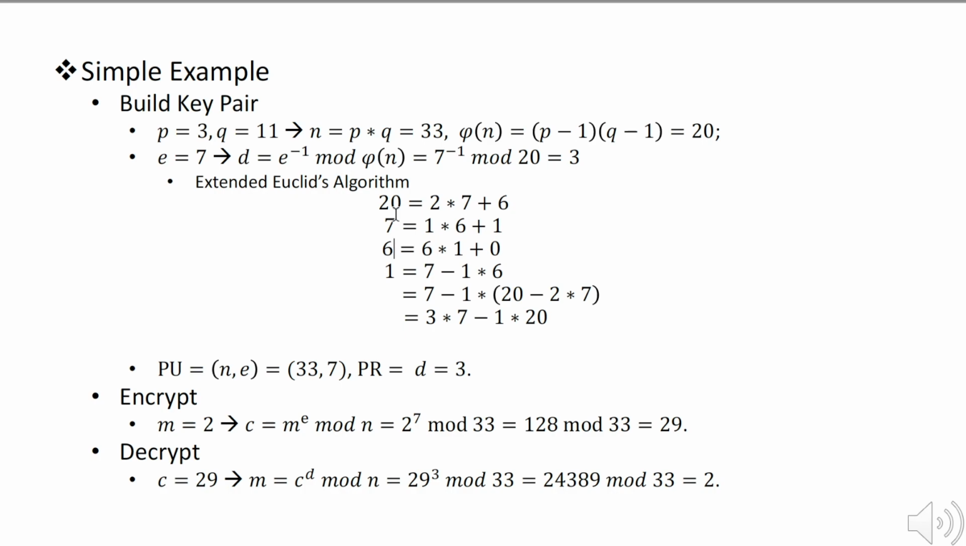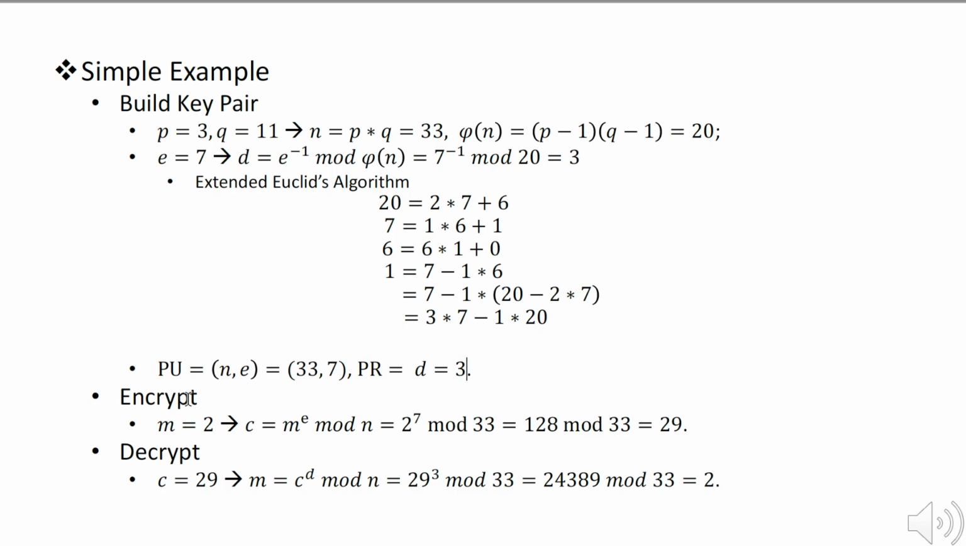Based on these equations, we can do some substitution to get the inverse. We use this equation and rewrite it as 1 equals 7 minus 1 times 6. Then we substitute this 6 using the first equation. Here we get 7 minus 1 times, well, 6 is actually 20 minus 2 times 7. We simplify it and get 1 equal to 3 times 7 minus 1 times 20. So the inverse of 7 modulo 20 is 3. So d is equal to 3. Now we have the public key as (33, 7) and the private key as 3.